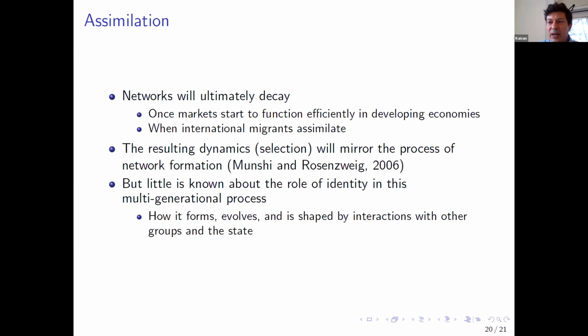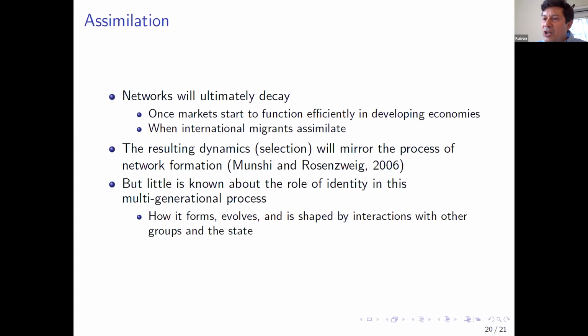Okay, the next thing I want to talk about is assimilation. And this, again, is an area that I think is really important and is understudied. At the end of the day, we've been talking a lot about network formation, but these networks will decay. Networks arise fundamentally because there are imperfections in the market. And once markets start to function efficiently in developing economies, these networks will disappear.